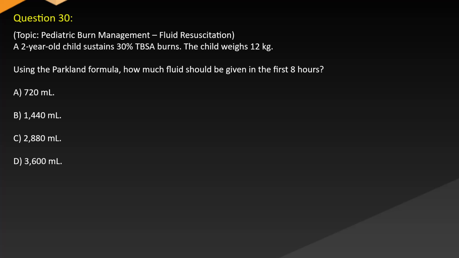Question 30. Topic: Pediatric burn management. Fluid resuscitation. A 2-year-old child sustains 30% TBSA burns. The child weighs 12 kilograms. Using the Parkland formula, how much fluid should be given in the first 8 hours? A. 720 ml. B. 1440 ml. C. 2880 ml. D. 3600 ml.